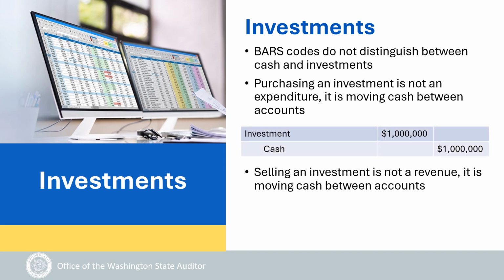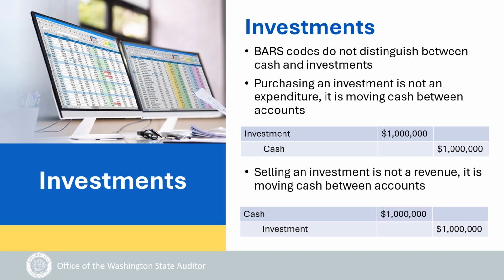So here is a journal entry to visually explain that transaction. First, the purchase of the investment. This journal entry is going to debit the investment ledger and credit the cash ledger. The same thought process is true for selling an investment. This transaction will not result in a revenue for the government. We're just moving money from one fund to another. You will see here, we're going to debit cash and credit the investment for the sale.